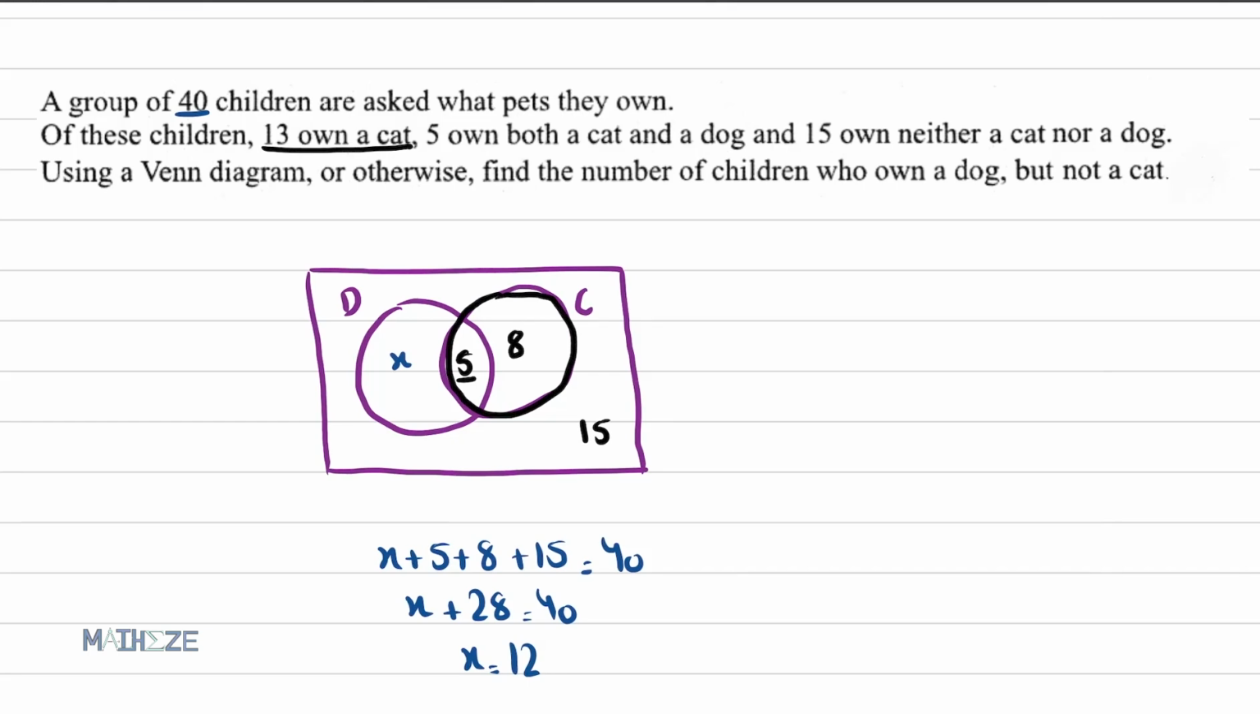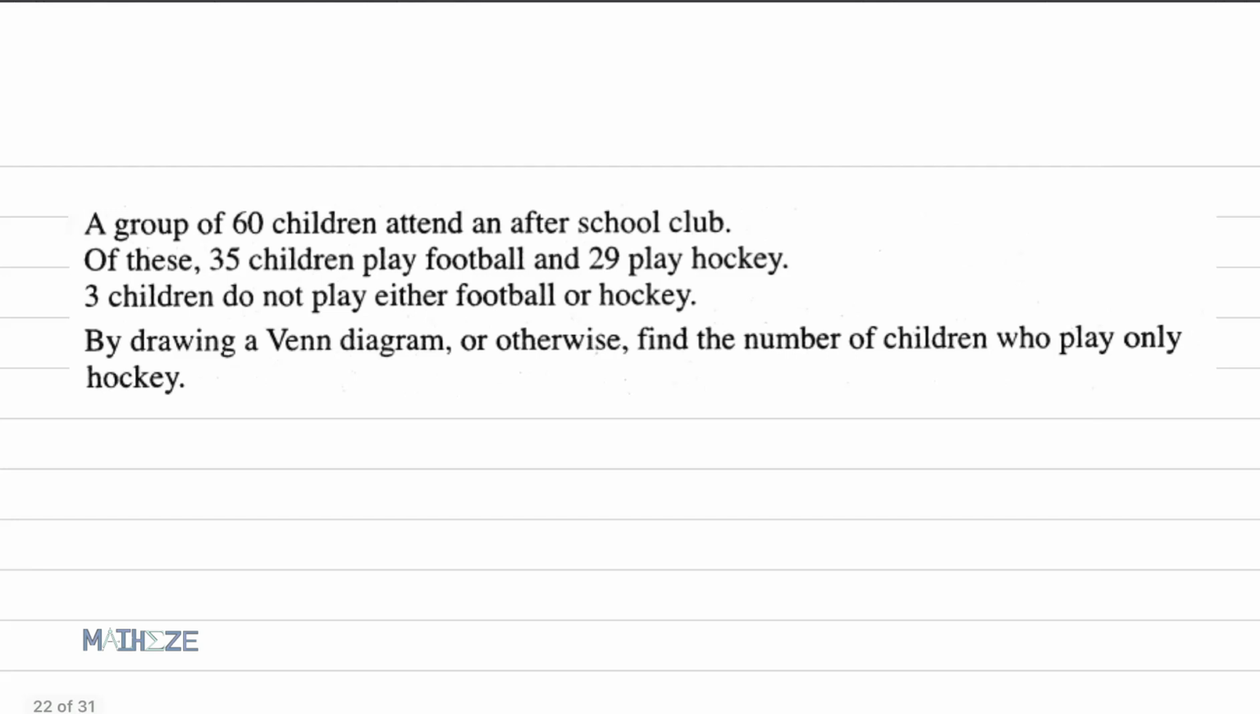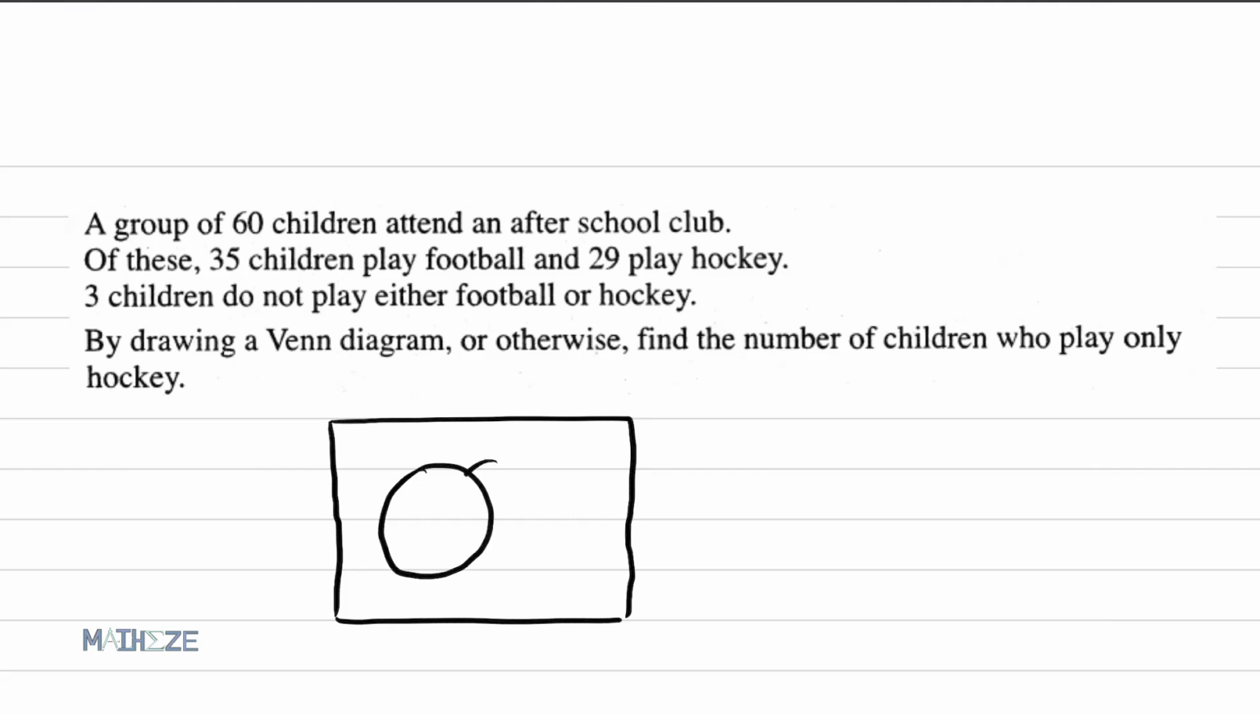Do you get this? Let's practice more. It says a group of 60 children attend an after school club. Of these, 35 children play football and 29 play hockey. Are we talking about two things in the question? Yes. So I'm going to make two circles. Got this? One for football and one for hockey. We don't know how many people play both football and hockey. So I'm going to write x here.